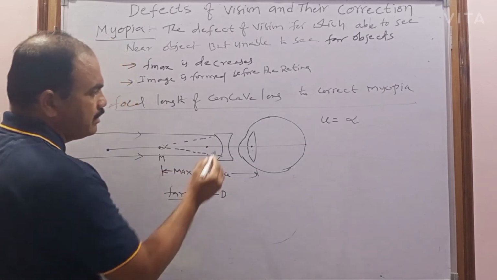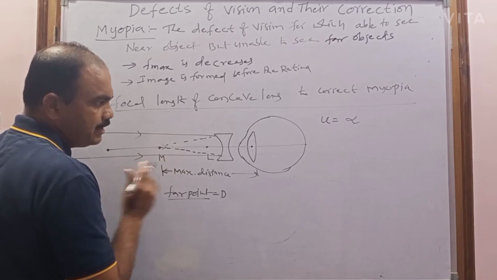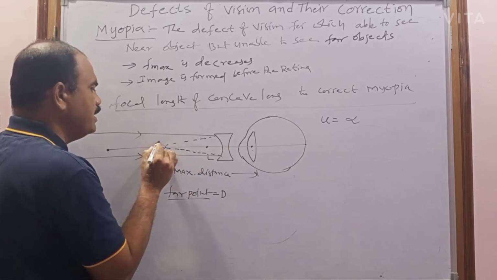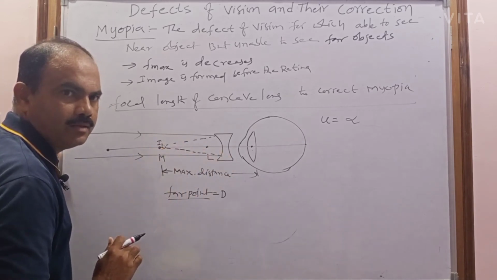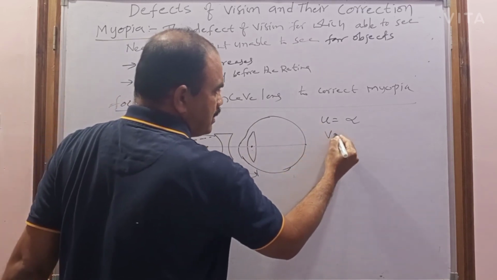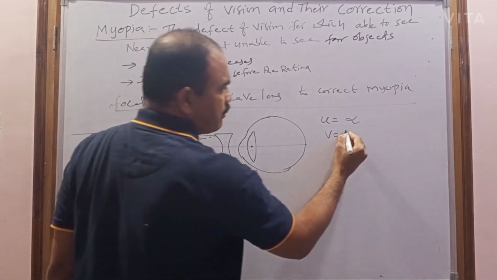So that's why this concave lens can form the image where? At M. M is nothing but the distance from this lens to this image. Here the image is formed, I1. I1 is the image formed by this concave lens. So now where is the object distance? Infinity. Now what is the image distance formed by this concave lens? That is nothing but the far point distance. So that will be considered d.